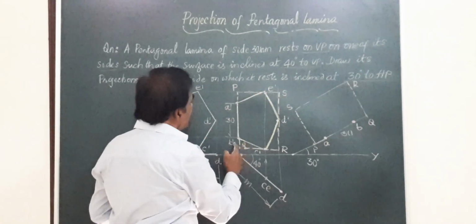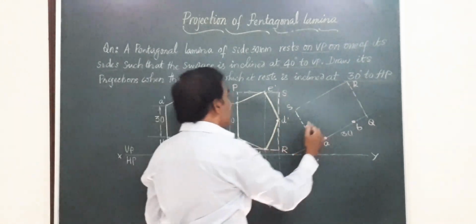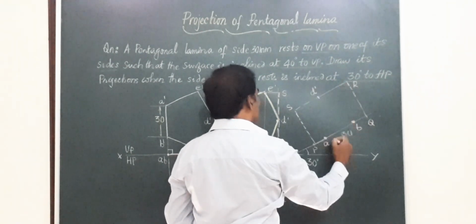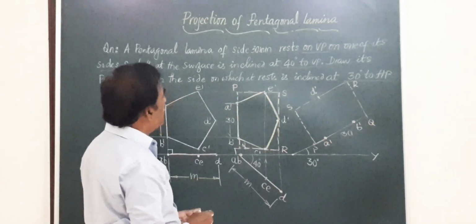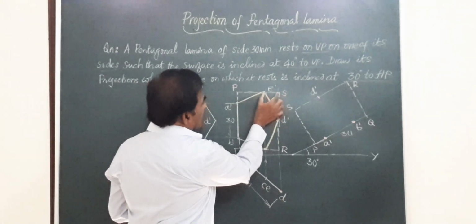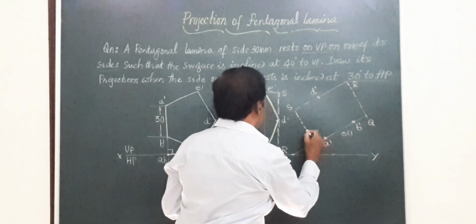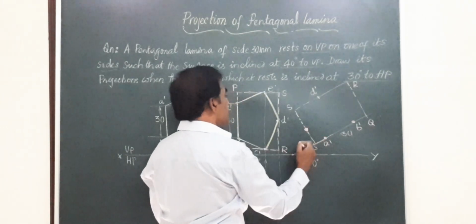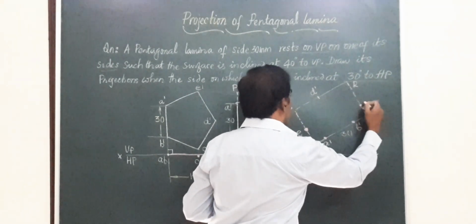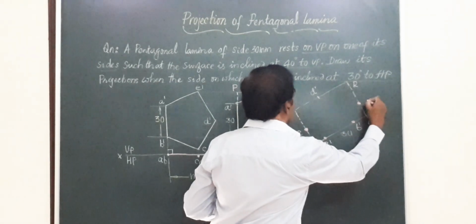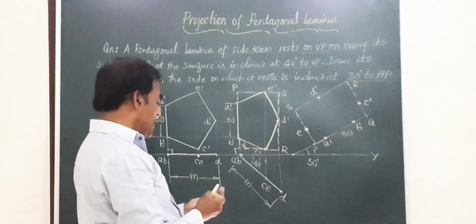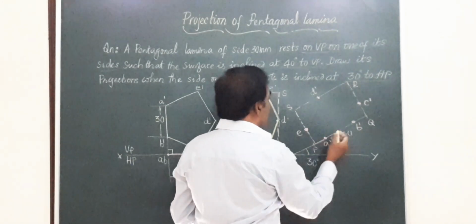So friends, opposite to that AB is D, which is exactly in between R and S. So mark the center point of this R and S. That point is going to be the D dash. This is A dash, B dash, D dash. How to obtain E and C? So E is on PS at this distance from S, on PS at this distance. So maybe you are going to get it here. This is your point A, B, C, D, E. Similarly on the other end, at the same distance, you have got the point C dash. So friends, you have got all the five corners of the pentagon, and if you join them by straight line, you will get the final front view of the lamina.